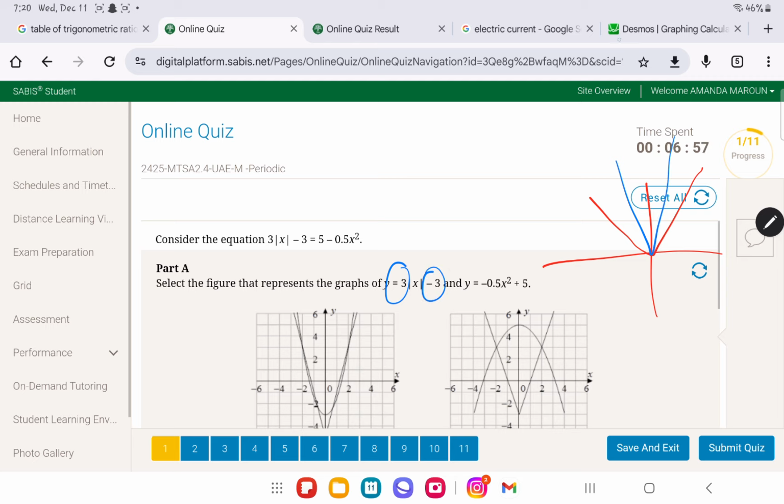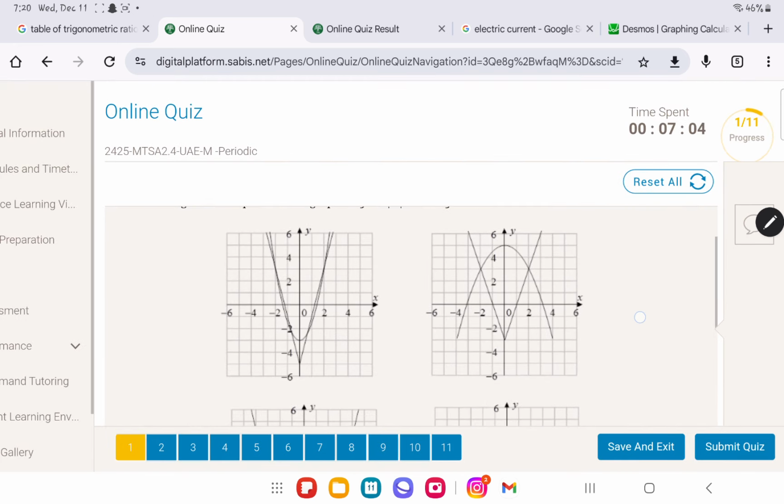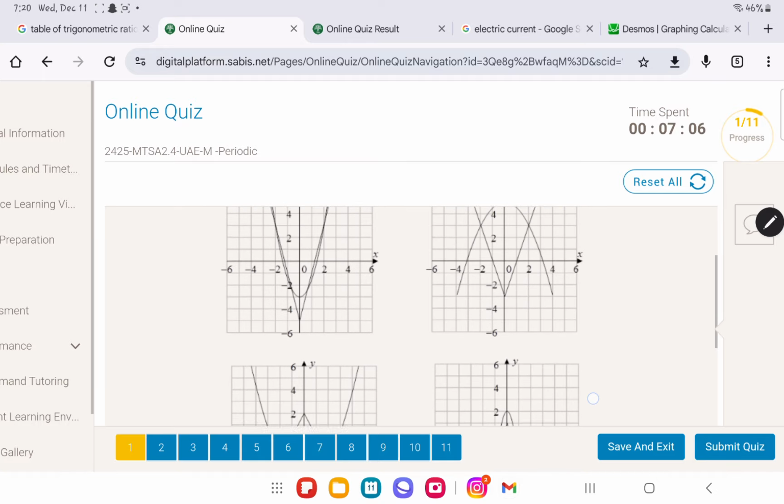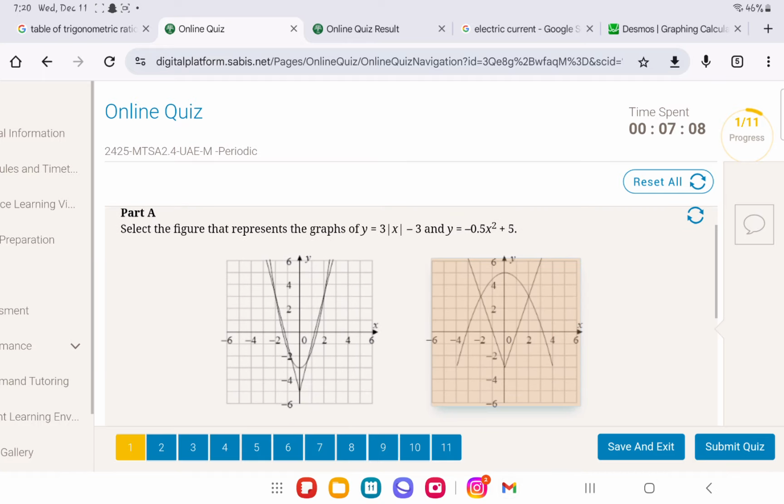And then it moves down 3 units, so it's going to go 1, 2, 3. And then the new graph is going to be there. A potential graph is definitely this one. So far this one looks like the correct graph.